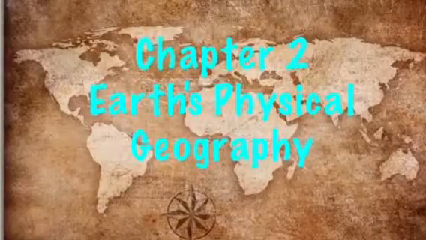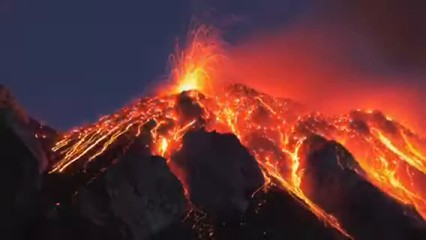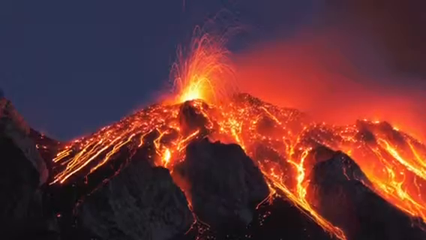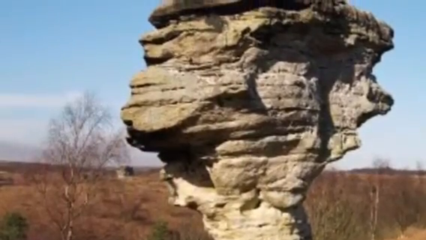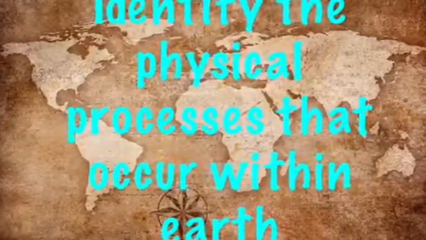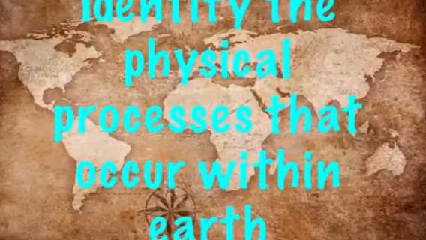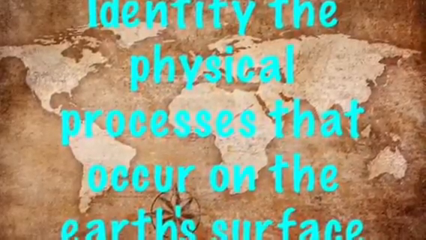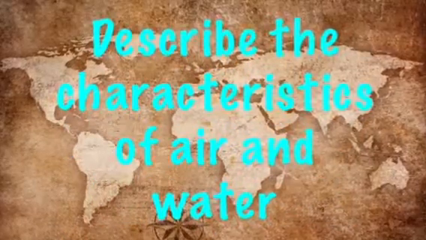It's time to jump into Chapter 2, Earth's Physical Geography. In this episode, we'll be looking at the physical processes of the Earth, both on the inside and the outside of Earth. We'll also touch briefly on some of our natural resources. By the end of this episode, you should be able to identify the physical processes that occur within Earth, identify the physical processes that occur on the surface of the Earth, and describe the characteristics of air and water.